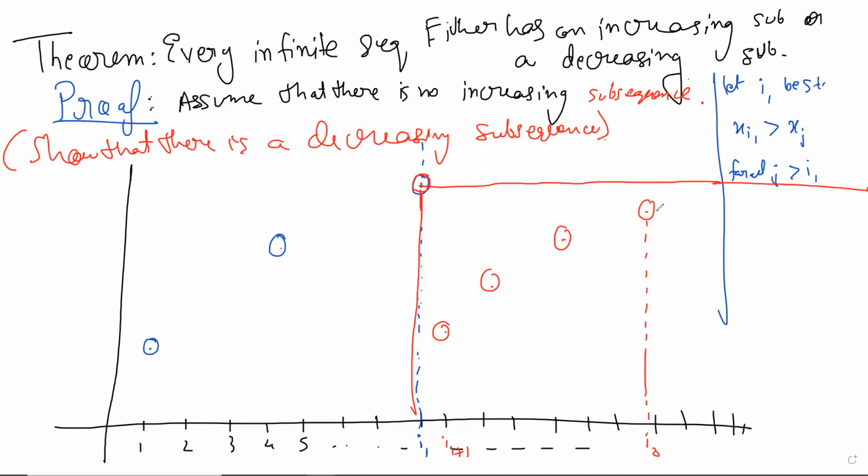You get an I2. What is the property of I2? That nothing to the right is bigger than it. Just the same thing as I1, but just I2. So you get an I2, right? You get an I2 in the same way.